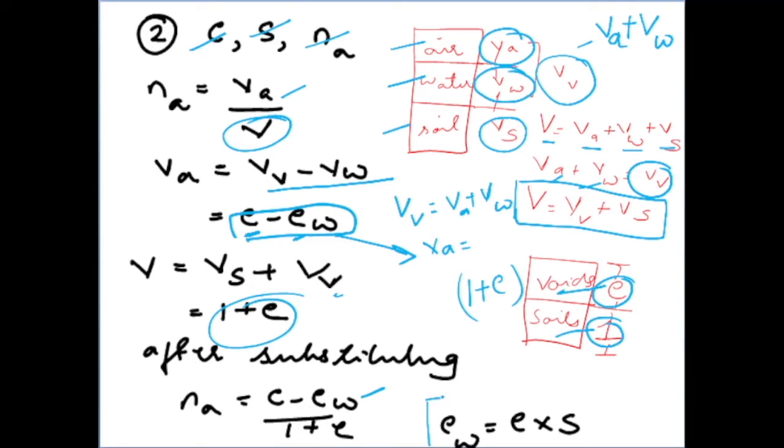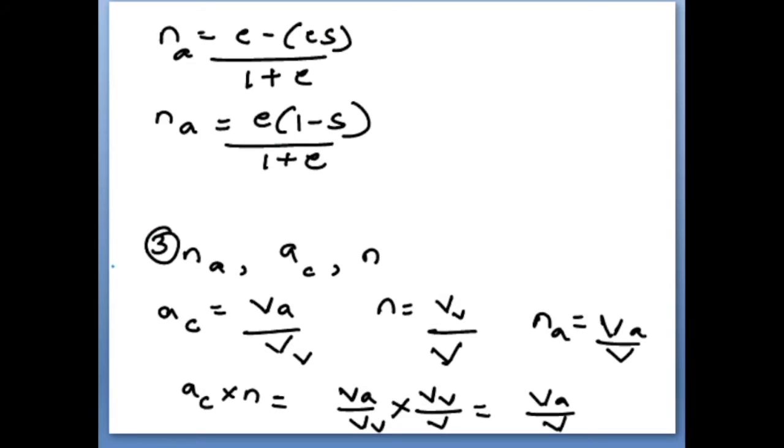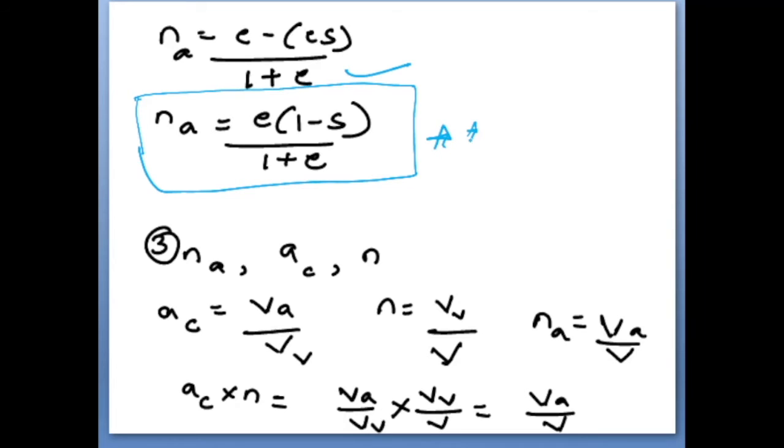From equation number 1, we know that eS is equal to e into S. So let us write it in place of eS. Okay, so this is what I get if I substitute for eS. Here I shall take e common. So the equation is ready. Percentage of air voids Na is equal to voids ratio e into 1 minus degree of saturation divided by 1 plus e.